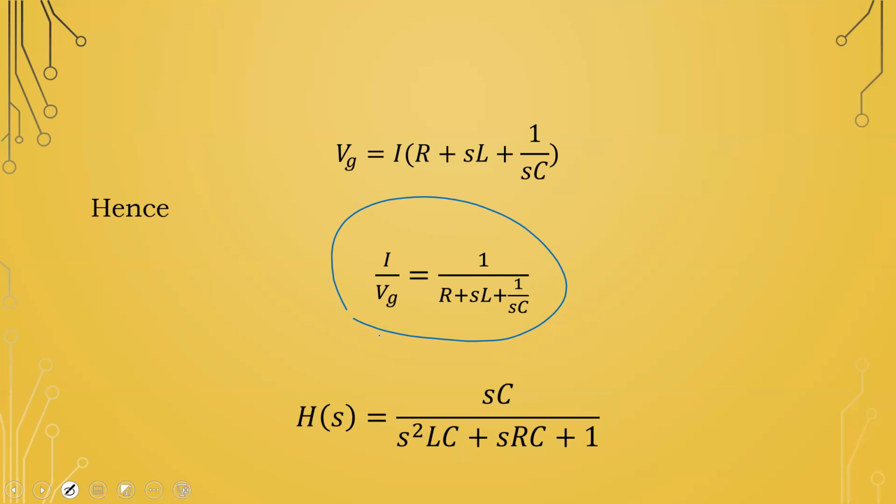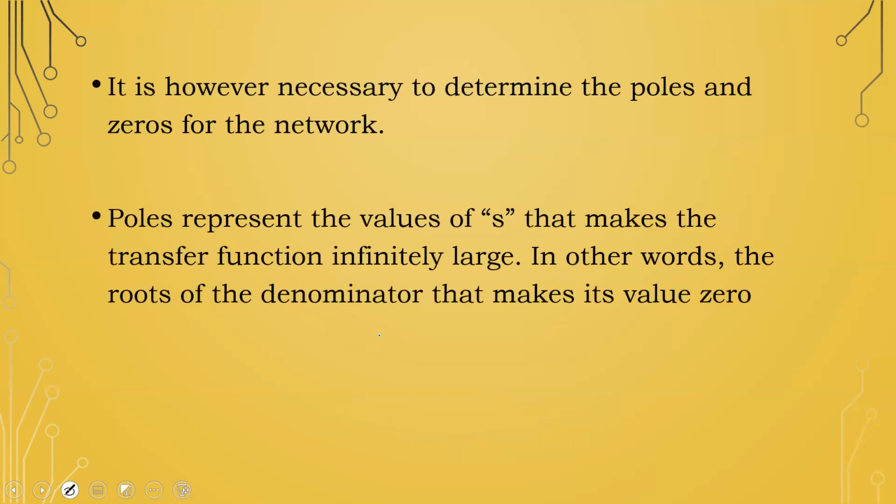However, one of the things that you'll be asked to produce once you have looked at the transfer function are poles and zeros. And by definition, your pole is the value of S that makes the transfer function infinitely large. So in other words, it is the value of S that makes the denominator 0.